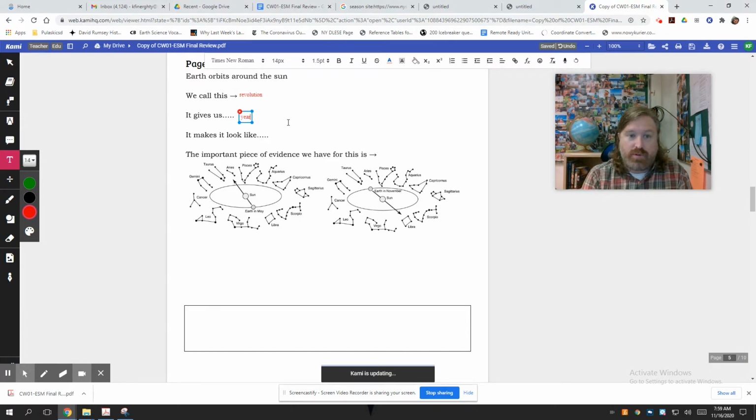This gives us what we know as years, and is also responsible for the seasons. Makes it look like, I don't know, I mean, it's kind of weak. Don't worry about that a whole lot. But it is what really is our important piece of evidence.